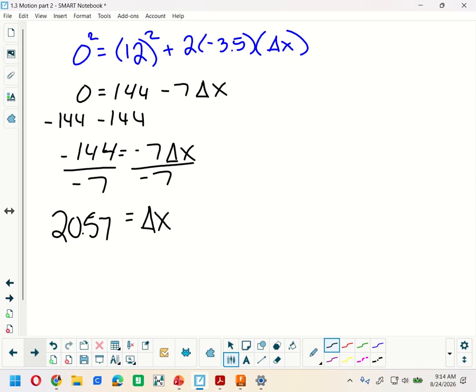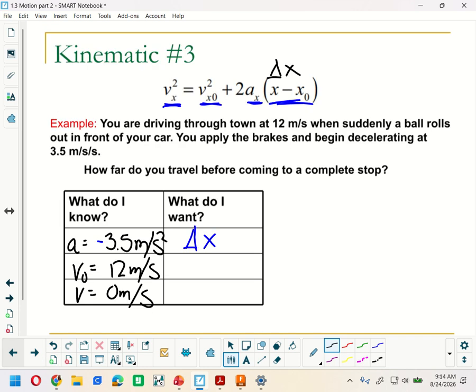20.57 what? Go back to the problem. Think about the problem. What did it say? It's going to be meters, but from the problem, I was looking at how far you travel before coming to a complete stop, right? So when you think about it like that, you need to read through the problem and see if it makes sense. So 27 meters, yeah. Or I'm sorry, 20 meters, yeah. Good job.